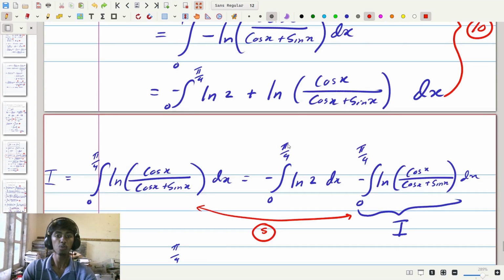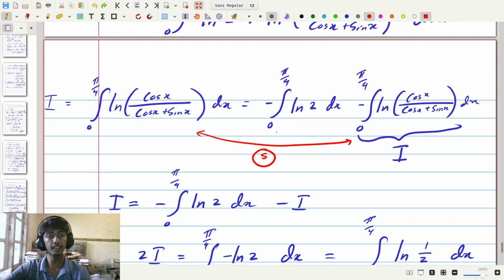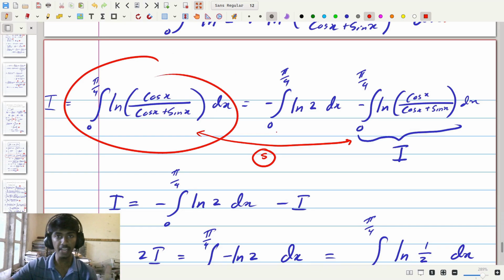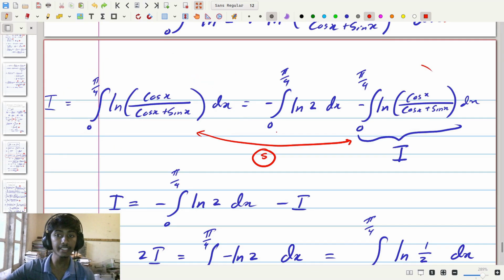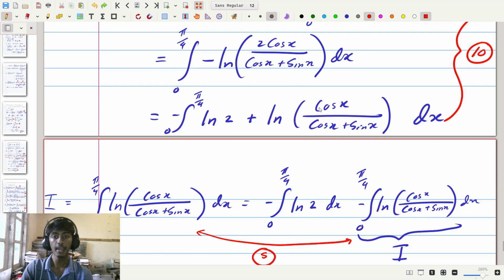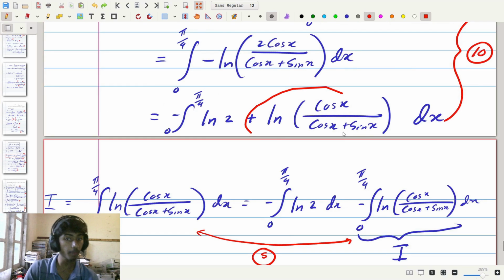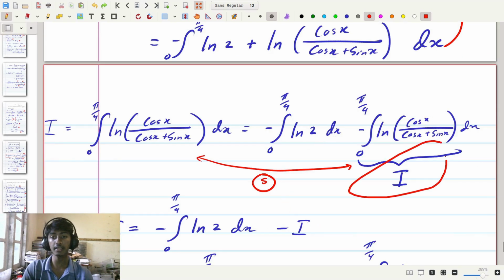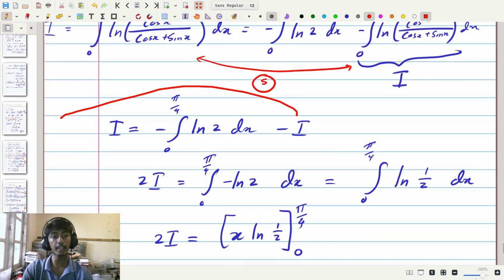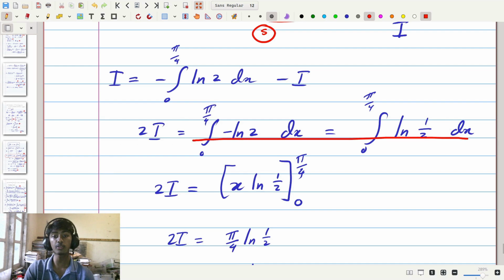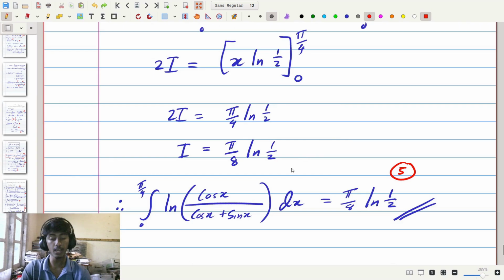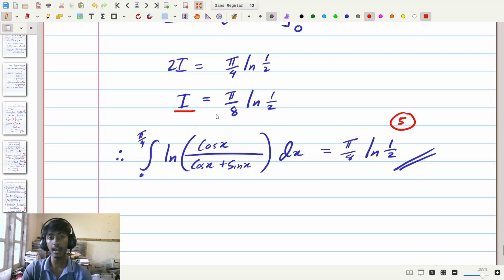Now after that, when you simplify and then you see that this integral, the integral we're asked to find, is exactly the same as the other integral that we get over here by using our logarithm rules and writing this part as cosine of x divided by cosine of x plus sine of x, and identifying that and writing I here gets you another 5 marks. Now after that, when you take that I to the other side and say that 2 times I is equal to this integral, and you find the value of the integral, which is just the integral of a constant, and eventually say the final answer I is pi by 8 times the natural logarithm of half like this, for writing this, you get a final 5 marks.